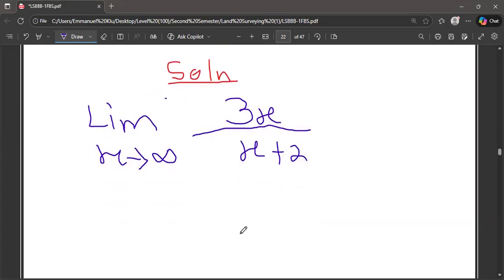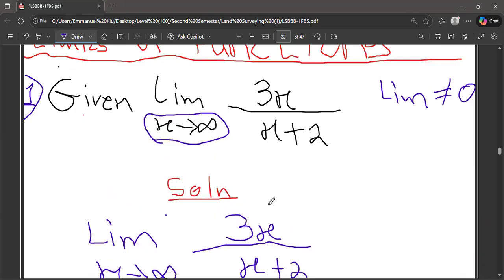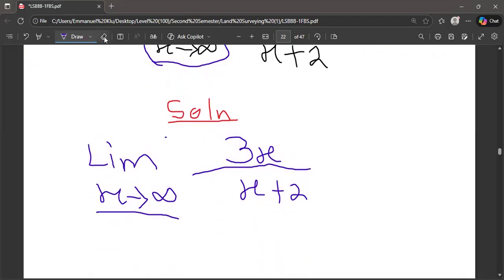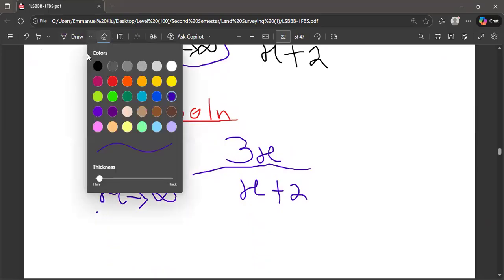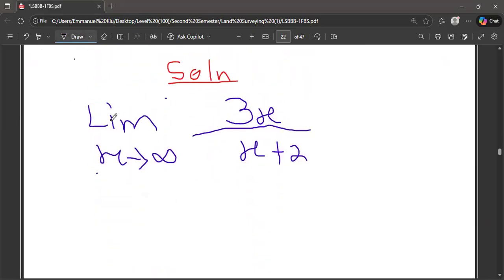Good. How do we simplify this problem? Since x approaches infinity, as we are seeing over here, we first divide both the numerator and the denominator by the highest power of x. And what is the highest power of x over here? The highest power of x over here is just x, x exponent 1. This x you are seeing over here has an exponent of 1.